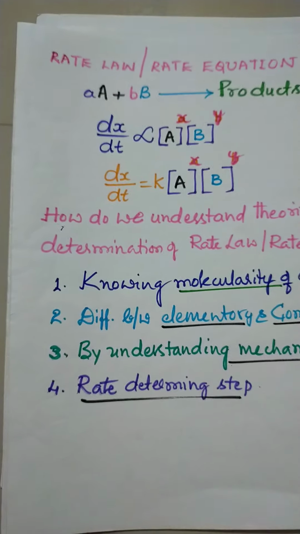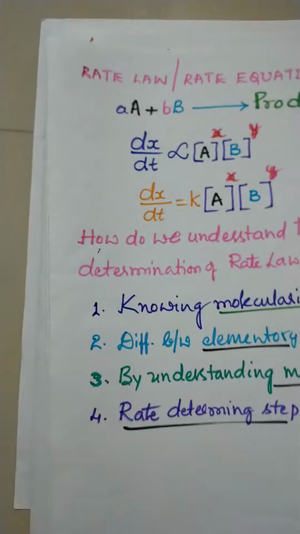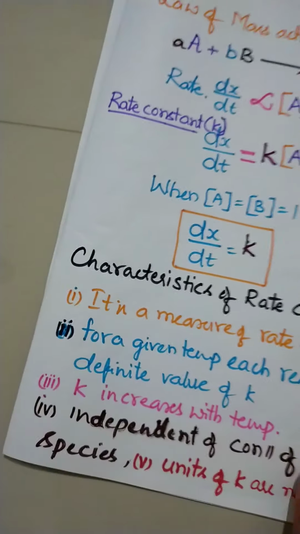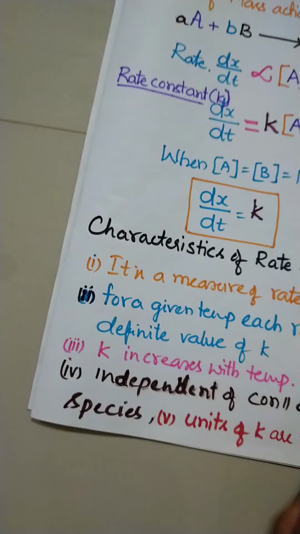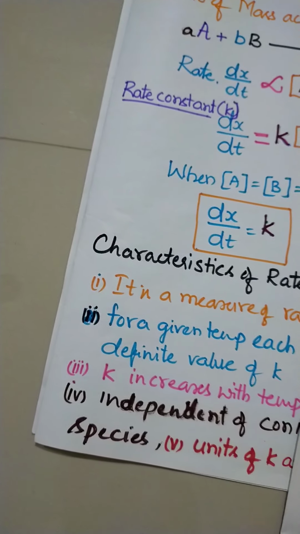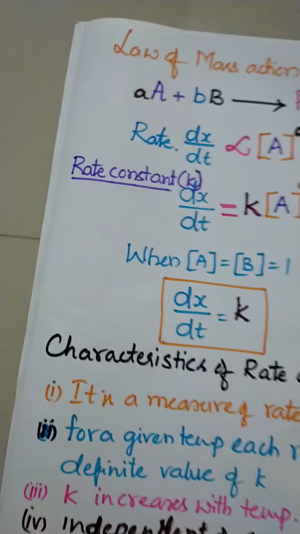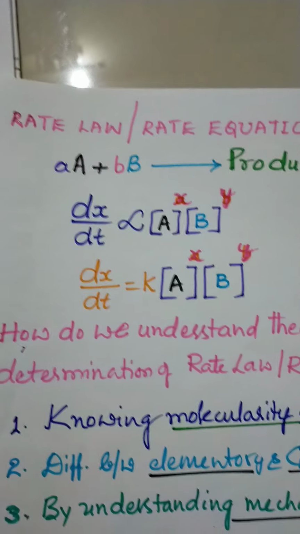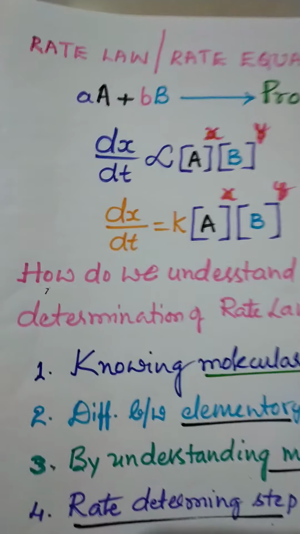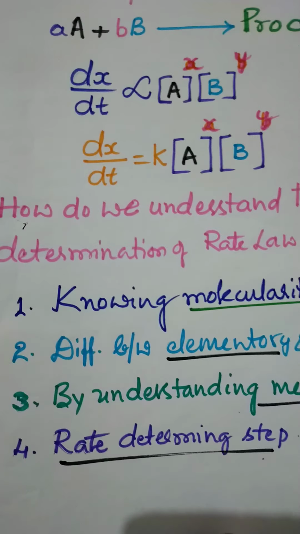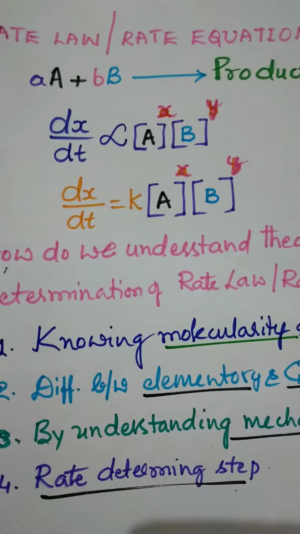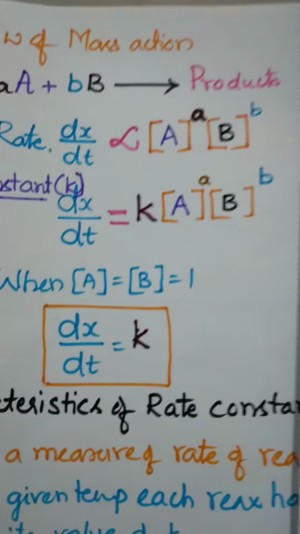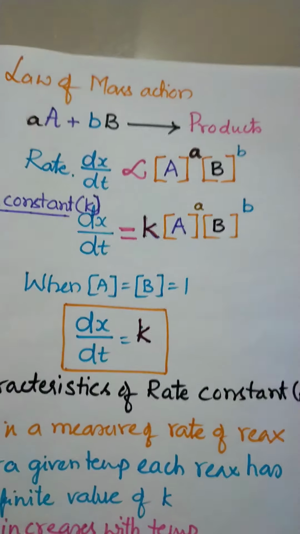Just compare the values: the rate constant and law of mass action, and the rate constant and rate law. Here the powers are raised to the A and B coefficients, but here they are raised to x and y. To be clear, in the rate law and rate equation it is raised to x and y, but here it is raised to a and b. So this is about the rate law and the rate equation.